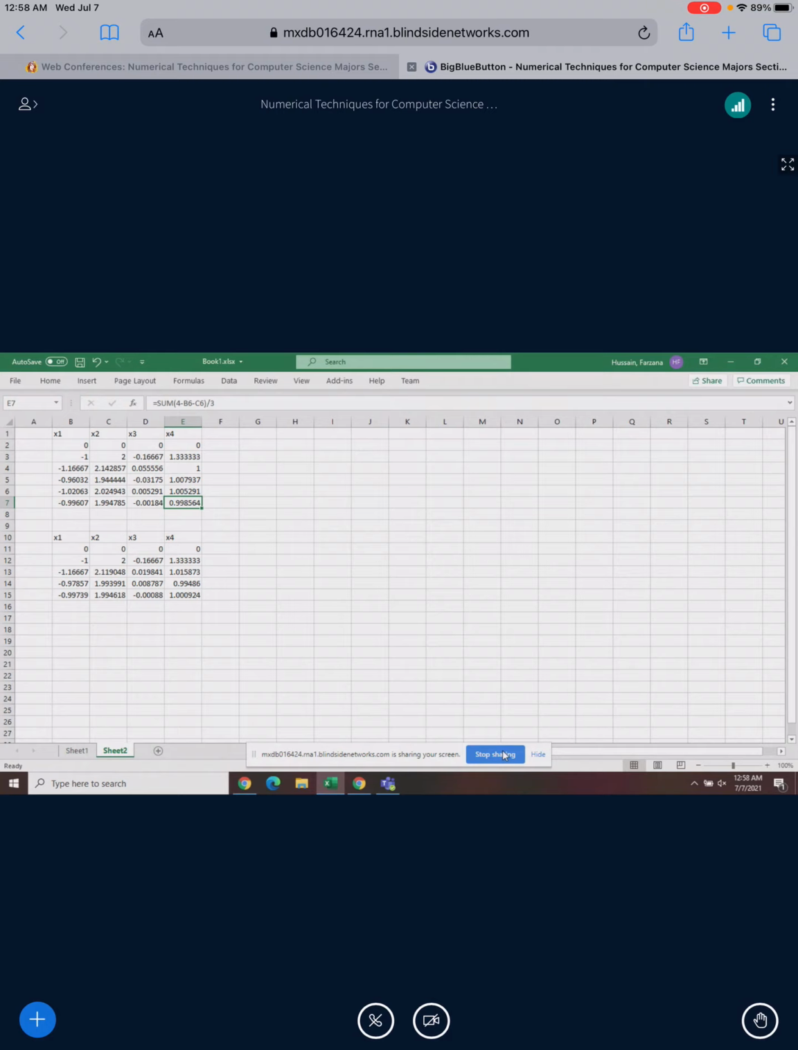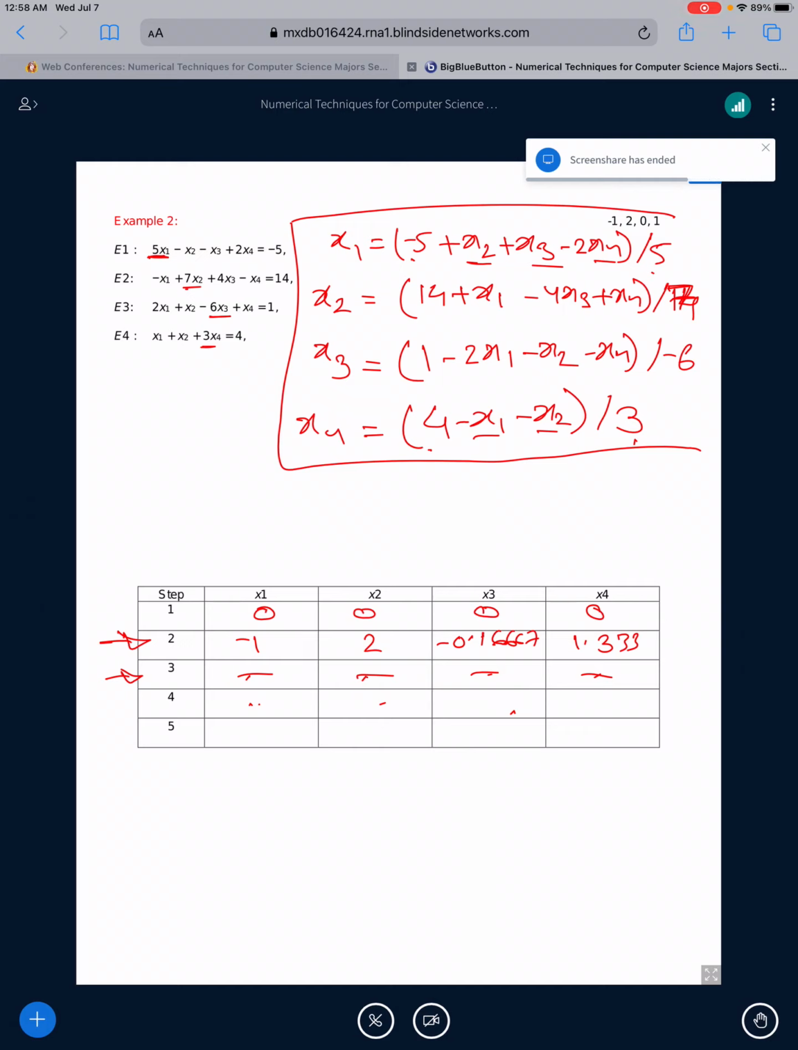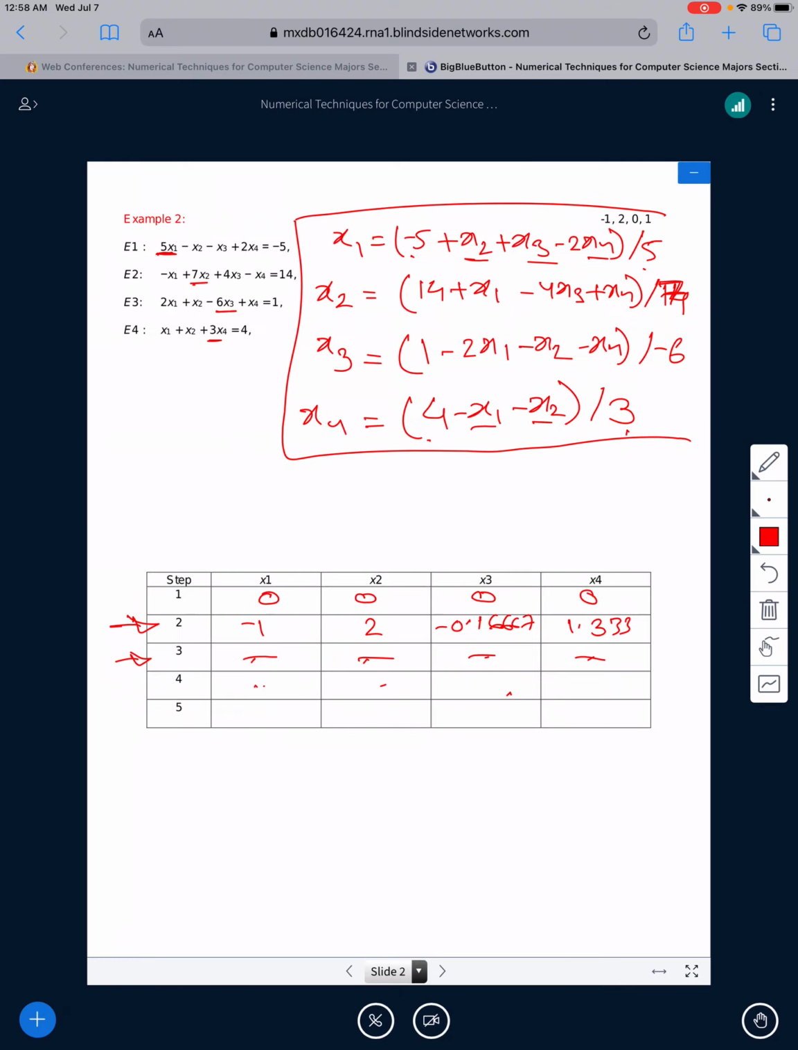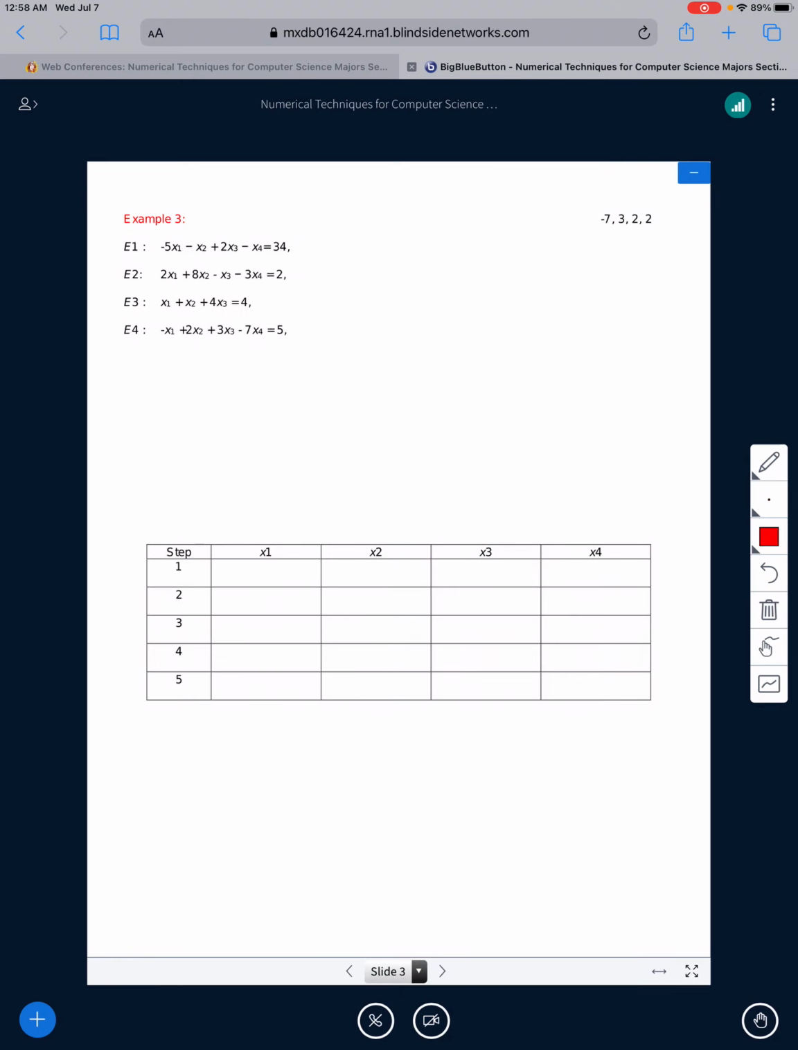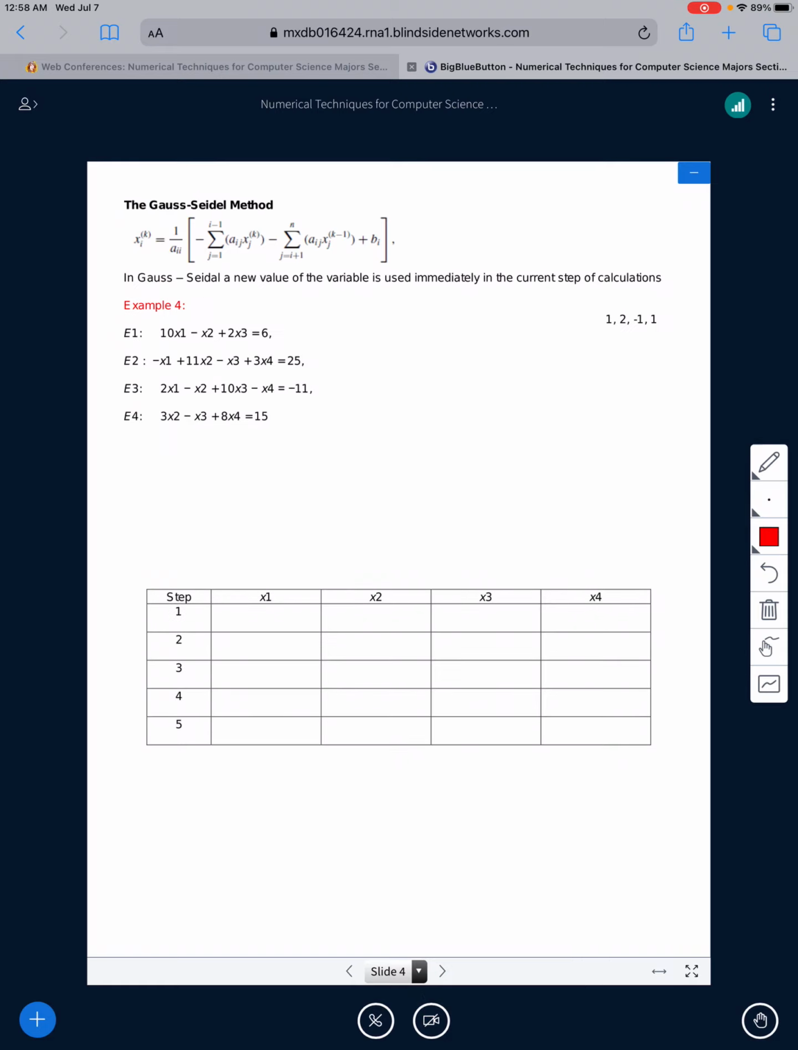Now the next technique is the Gauss-Seidel method. There is another example. You guys will complete this one, and then there is the Gauss-Seidel method, and I'm going to show you guys the Gauss-Seidel method in another short video. Okay.